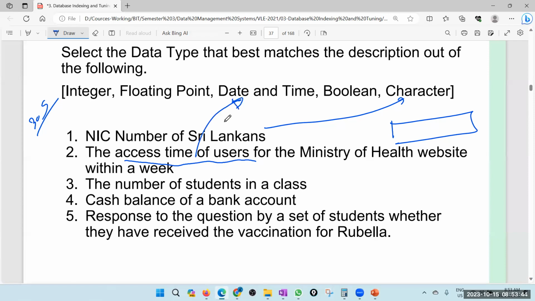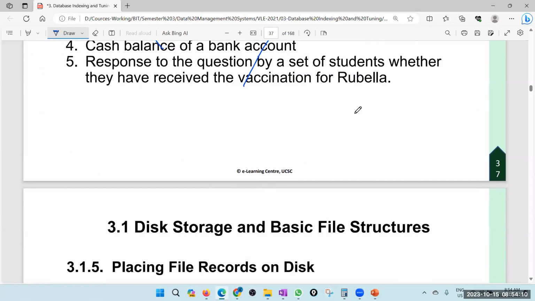The number of students in the class: integer, because it can't be decimal. Cash balance of a bank account can be decimal also, so from the available options we have to go for floating point. Responses by a set of students on whether they have received the rubella vaccination: obviously, it is Boolean. Right, so let's move on.